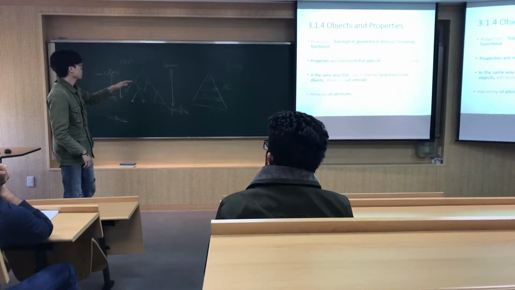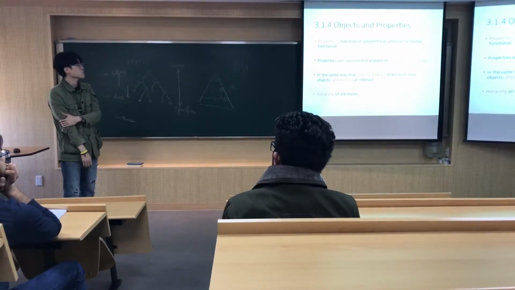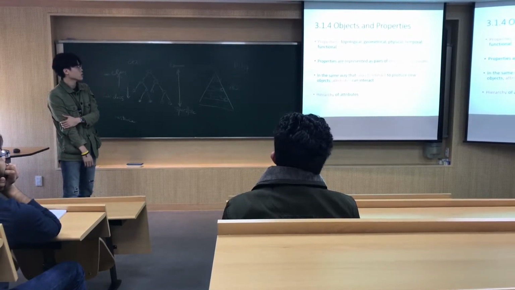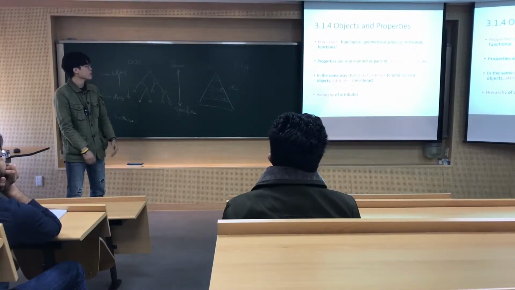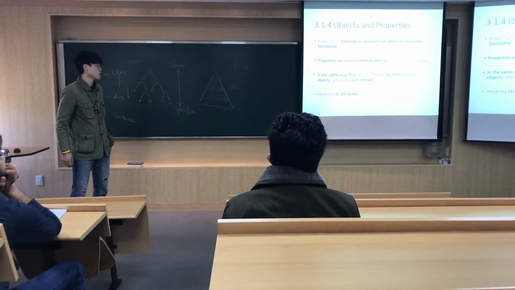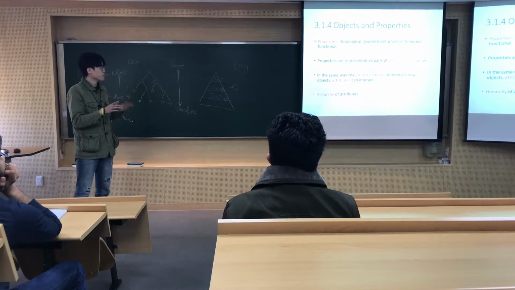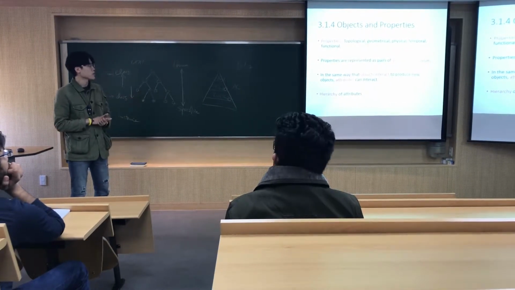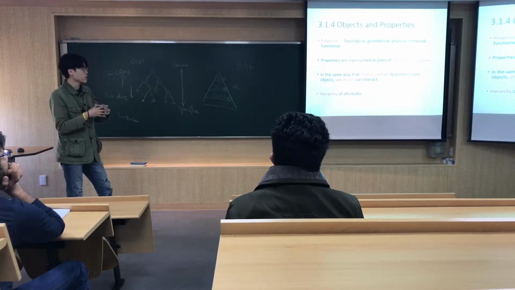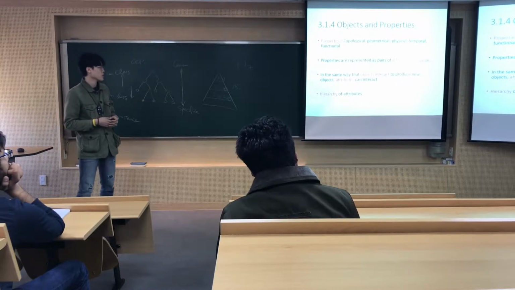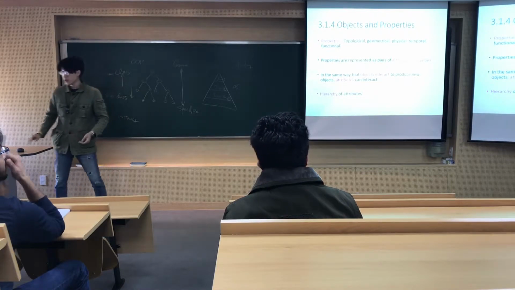So there are objects, and objects have properties like topological, geometrical properties, and those properties are represented as pairs of attributes and values. I will explain it with a figure later. And as objects can interact, attributes can interact also, and attributes can have hierarchy.